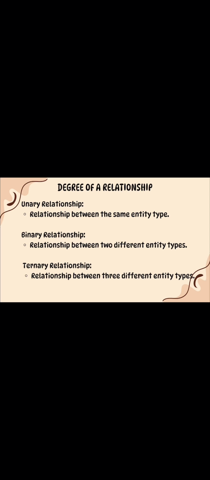Degree of a relationship. Unary relationship: a relationship between the same entity type. Binary relationship: a relationship between two different entity types. Ternary relationship: a relationship between three different entity types.